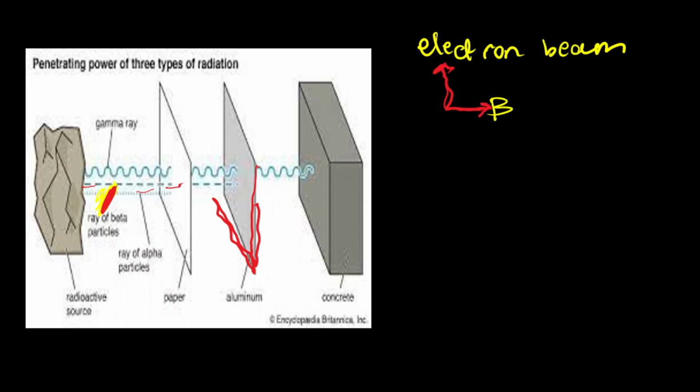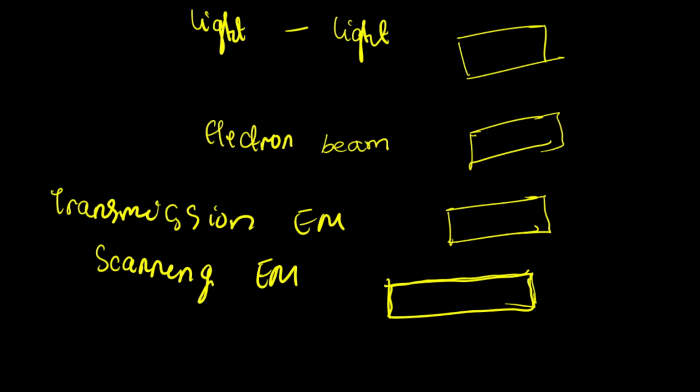And because the electron beam has a relatively low penetrating power, it means that the tissue section must be extremely thin. It must be extremely thin in order for the electron beam to be transmitted through it. However, for the scanning electron microscope, the beam is not transmitted through the section. Instead, it just scans the surface and gives an image of the tissue components on the surface.